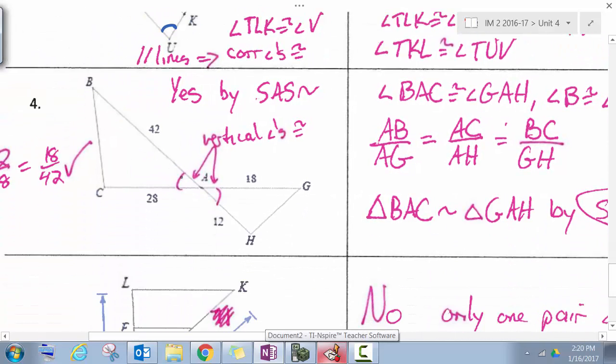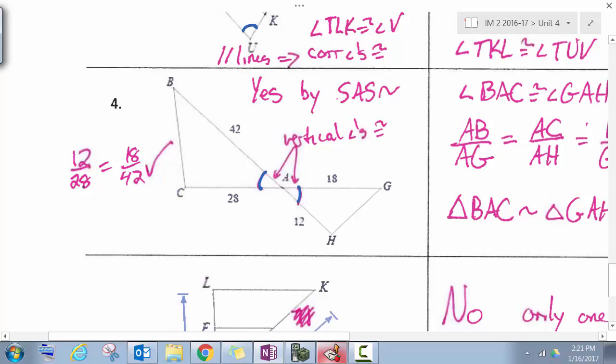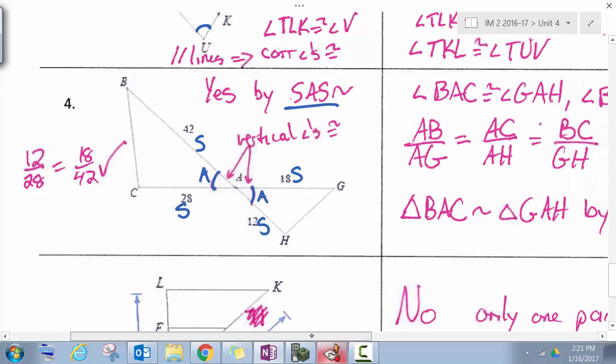Number 4 here, these angles are congruent because vertical angles are congruent. We look at the sides. Well, 12 has to go with 28 because they're both the smallest out of both triangles, and 18 has to go to 42. And if we cross multiply, or if we divide, they are equal. So we have side, angle, side. We have the side, angle, side. So you can see the angles that are congruent are in between the sides that are proportional. And that's what makes side, angle, side similarity.